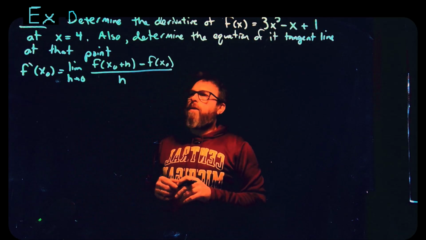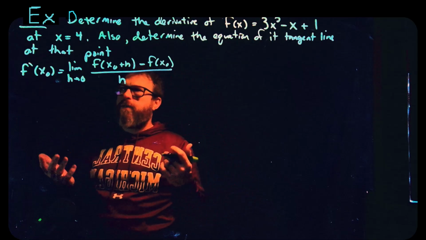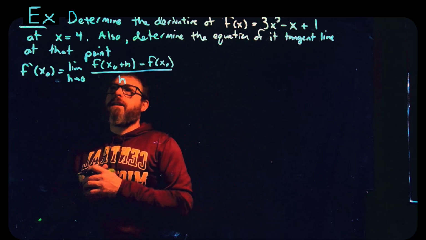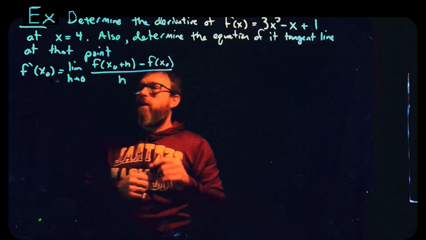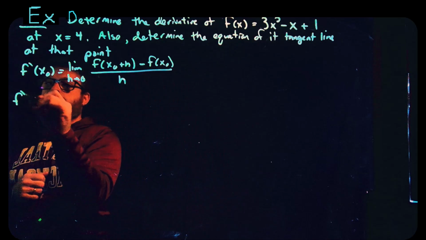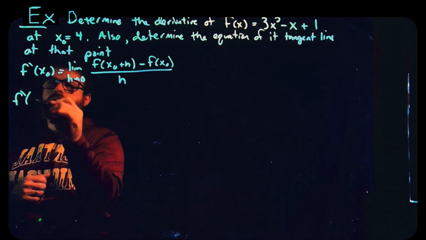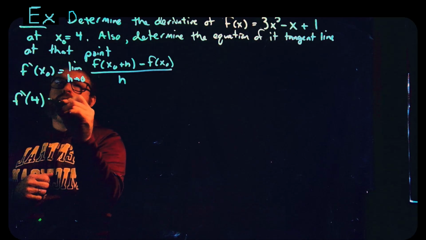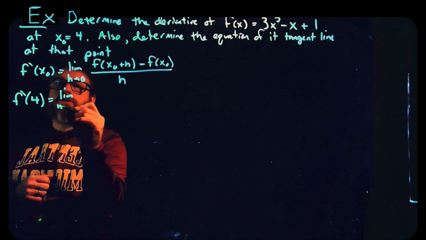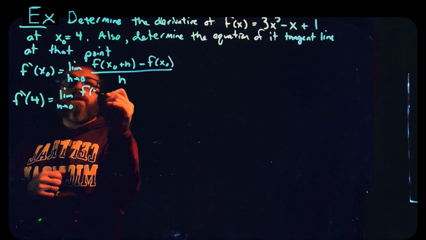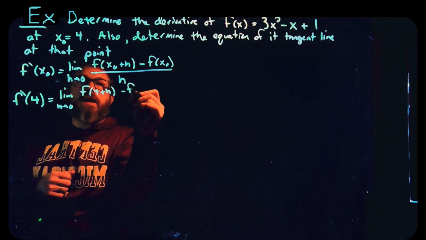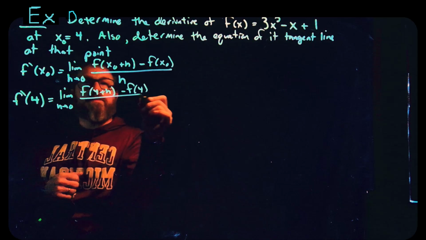So when I want to find this thing, I need to figure out what x naught is, and then we're going to plug it into our function. So in our particular case, I want to know what is f prime of 4. So say x naught equals 4. So this is going to be equal to the limit as h approaches 0 of f of 4 plus h minus f of 4 all over h.